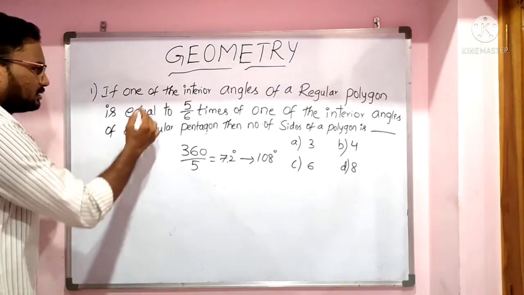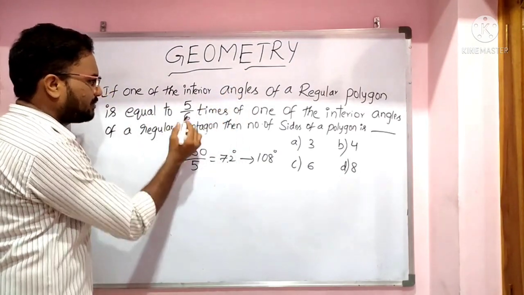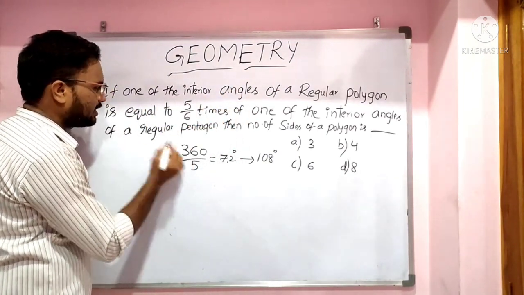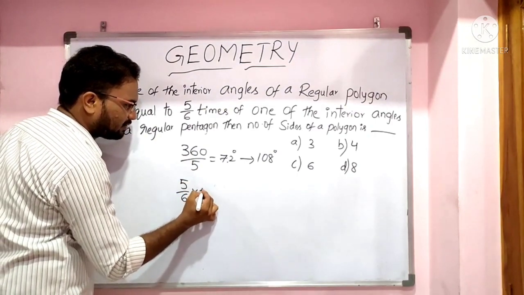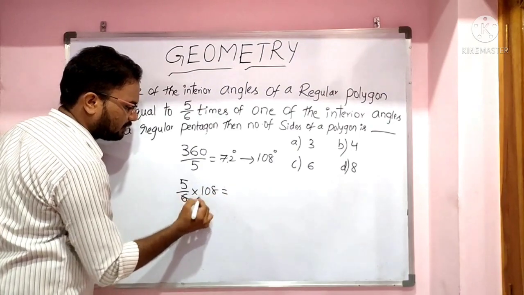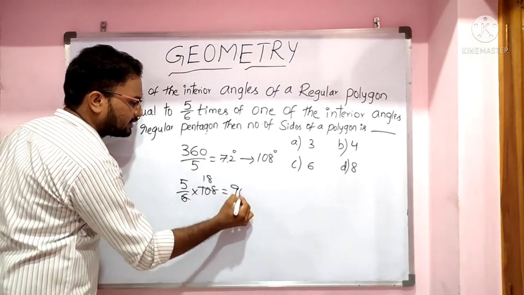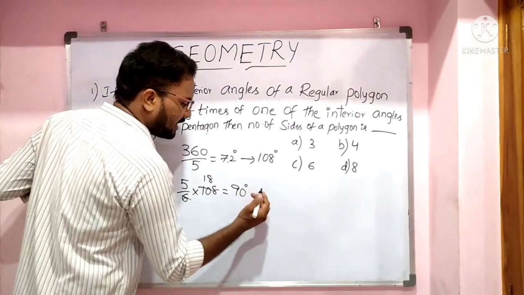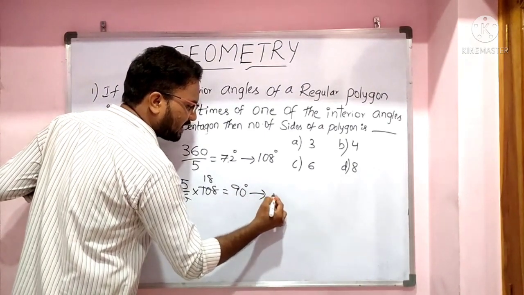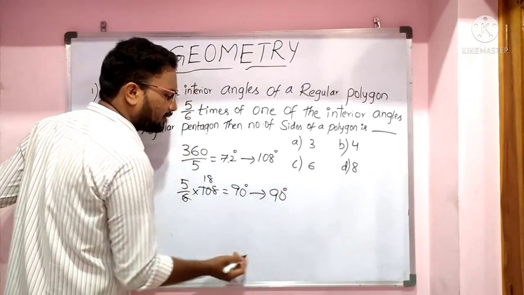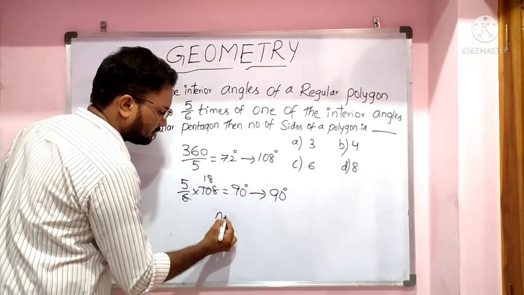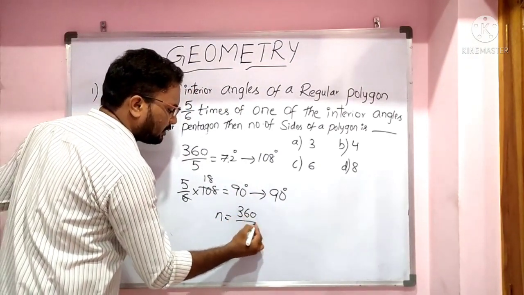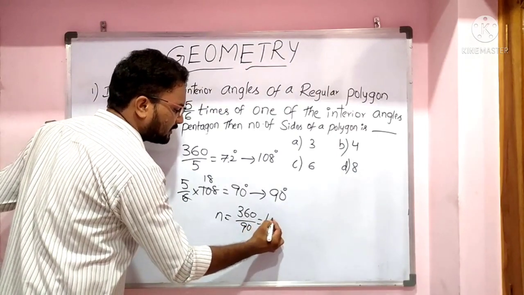So here the interior angle of the regular polygon is 5 by 6 times one of the interior angles of a regular pentagon. So interior angle of the regular polygon is 5 by 6 times 108, that equals 90 degrees. So if each interior angle is 90 degrees in a regular polygon, then the exterior angle will be 90 degrees only, okay, because the sum of these two is 180. So number of sides equals 360 by 90. So answer 4.